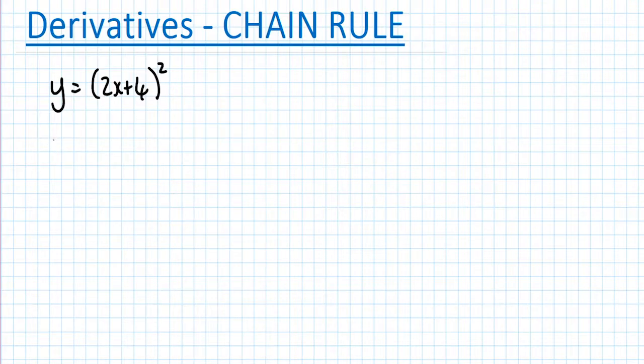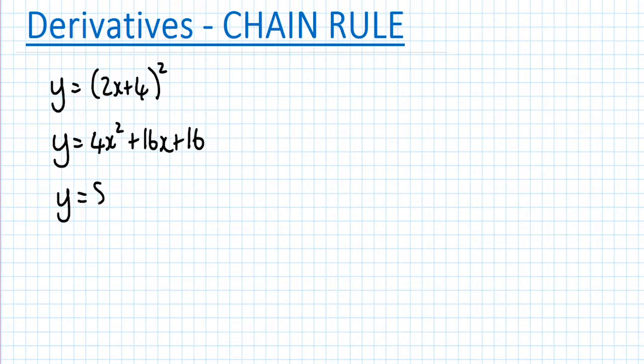Well, without using the chain rule, we'd have to expand the function out first. So we'd get y equals 4x squared plus 16x plus 16, and then find the derivative of this function here. So that's dy/dx equals 8x plus 16. No big problem with that one.